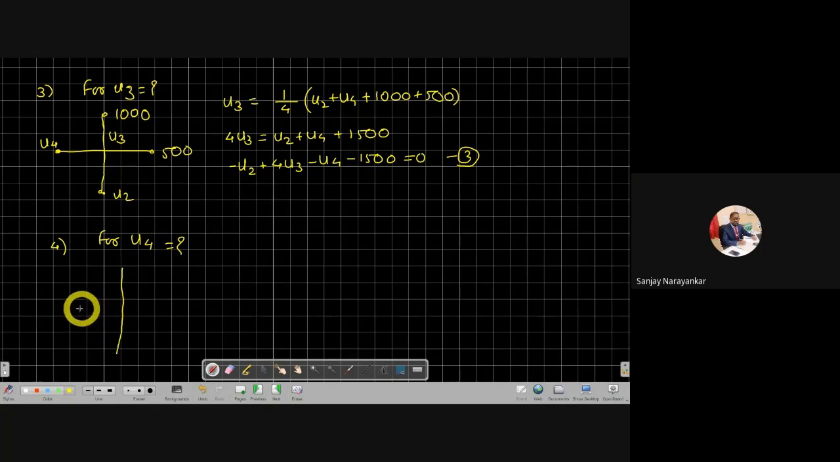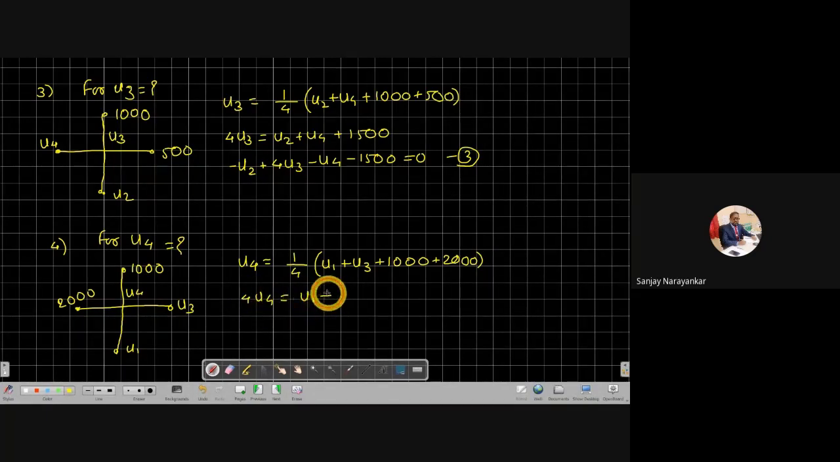So for U4, U4 is the center value, and for this U4, it's 1000. Here it is 2000, U3, and U1, right? So let us write for U4. U4 is equal to 1 by 4 of U1 plus U3 plus 1000 plus 2000. Simplifying, 4U4 is equal to U1 plus U3 plus 3000.